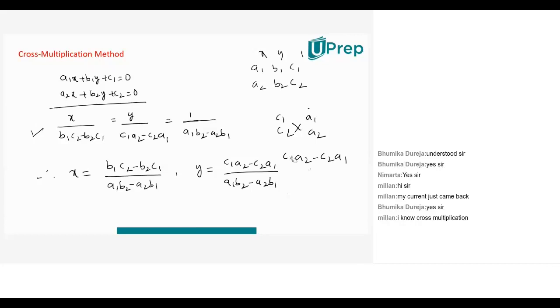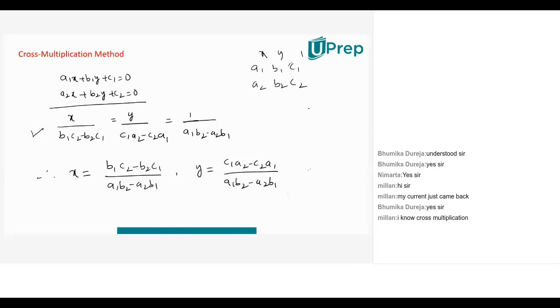You should always start from the right hand side. On the right of y, you have C1, C2, then you have A1, A2. Cross multiply, you'll get C1 A2 minus C2 A1. That is what your denominator of your y is. Perfect? Come to constants.